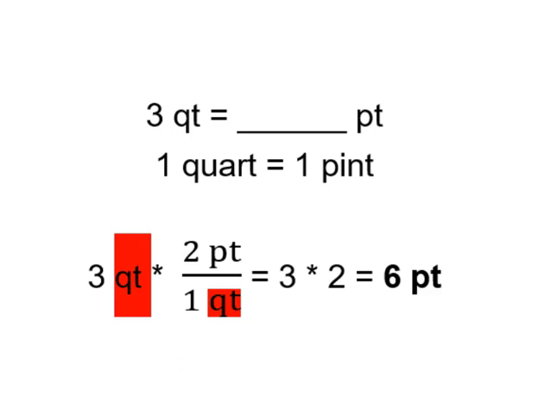So 3 quarts times 2 pints over 1 quart. We cancel out our quarts, and we have 3 times 2 is equal to 6. So 3 quarts is equal to 6 pints. Let's move on to our next problem.